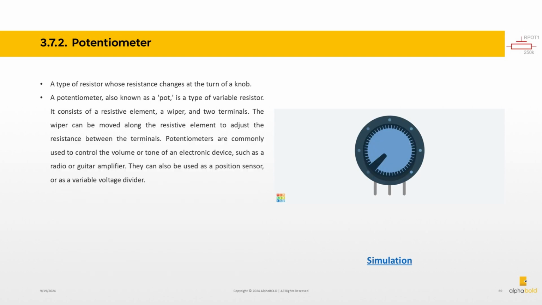Potentiometer is a type of resistor whose resistance changes at the turn of a knob. It is also known as a pot, and it is a variable resistor. It consists of a resistive element, a wiper, and two terminals. The wiper can be moved along the resistive element to adjust the resistance between the terminals. Potentiometers are commonly used to control the volume or tone of an electronic device, such as a radio or guitar amplifier. They can also be used as a position sensor or as a variable voltage divider.